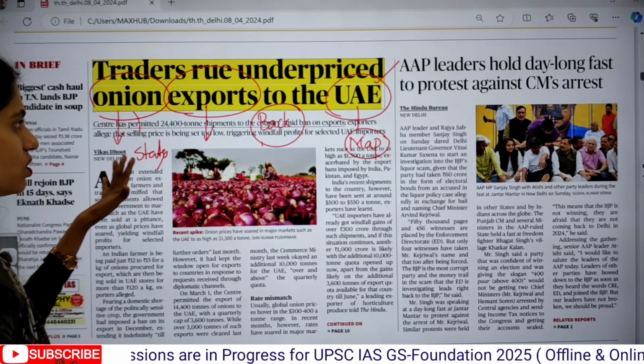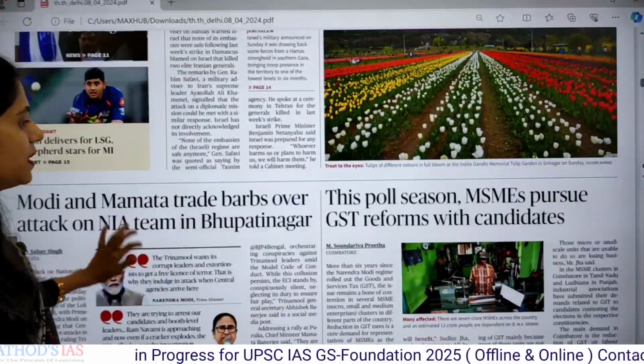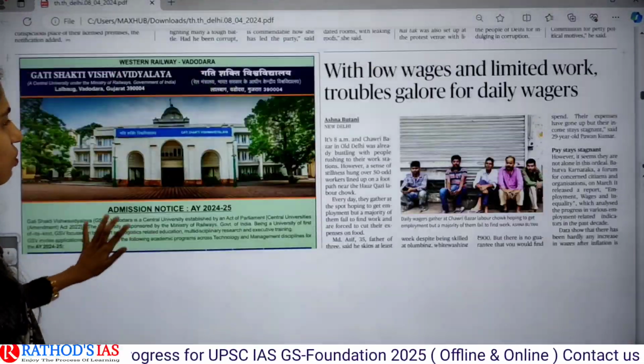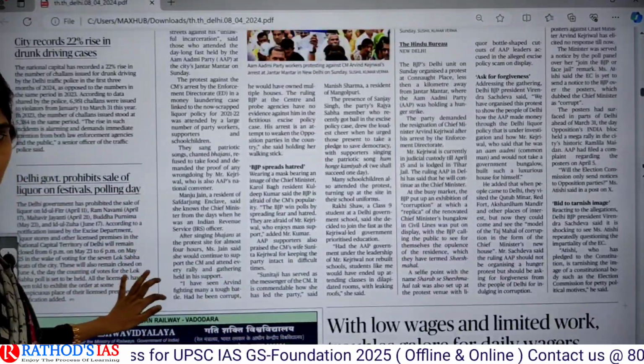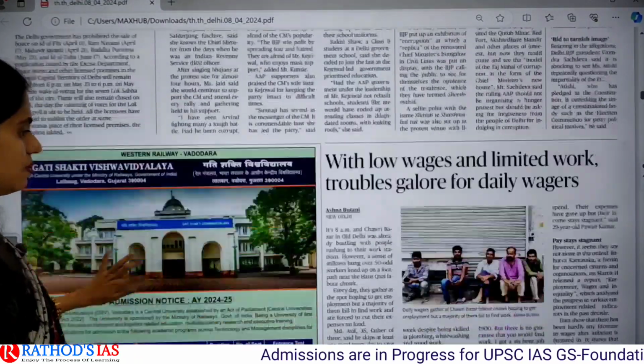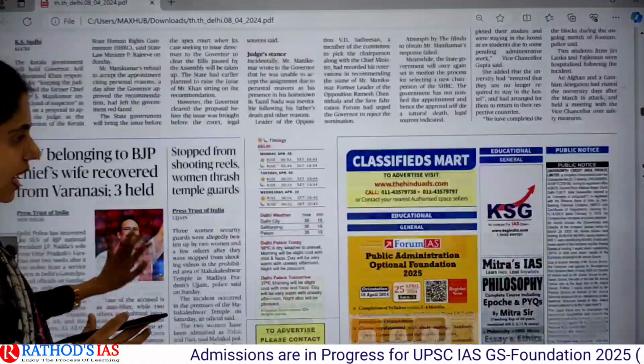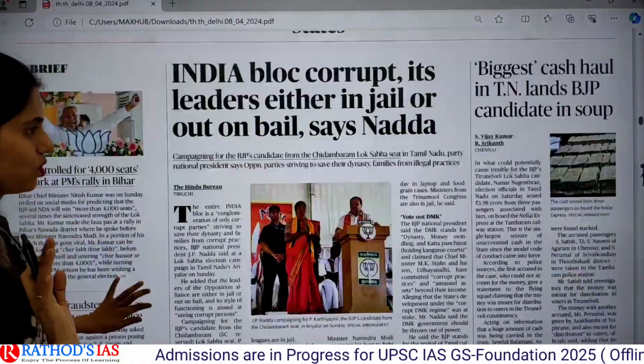So in this way you have to see this topic in a multi-dimensional way. And this first page is important. After this first page, we will be having the city page and states page. Normally, just skim through the cities page and states page. In this page I didn't find any important article from your UPSC point of view.